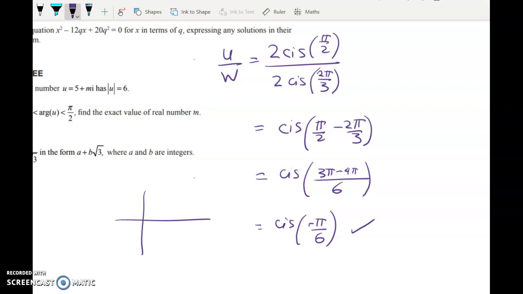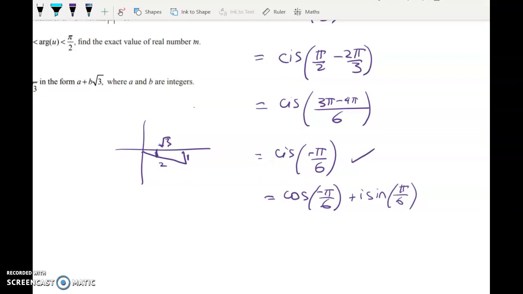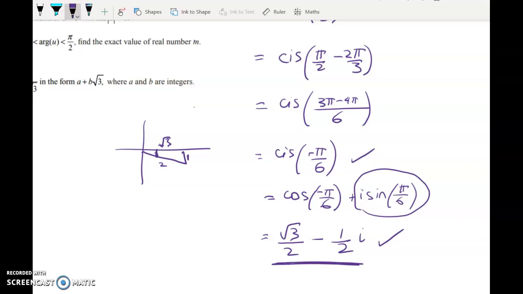Now I think it's fine to leave it like that in polar form, but we know that we can put that into nice exact form as well. So here's negative pi on 6. This length is 1, this length is 2, and this is root 3. So that's cos of negative pi on 6 plus i sine of negative pi on 6. So cos of negative pi on 6 is going to be root 3 on 2, and then it'll be minus 1/2 of i. That's what we should have done if we'd been asked to put it back into rectangular. So much nicer to use exact values.